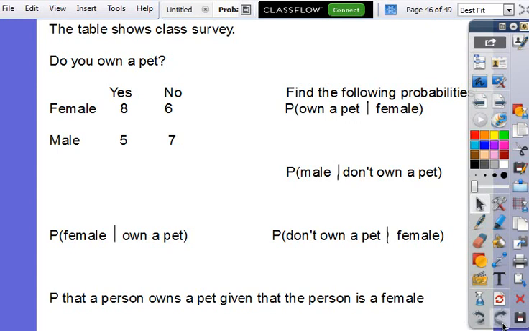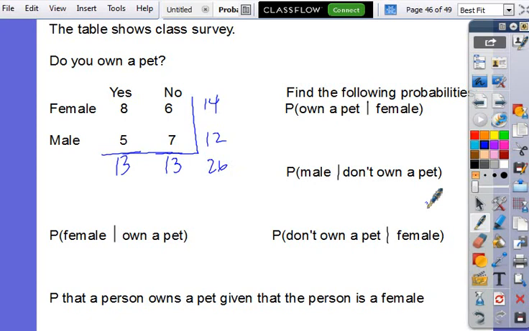Alright, first thing I would do on something like this, if they do not give you the totals, write in the totals. So for example, how many people said yes? 13. 13 people said yes. You got 8 and the 5. How many people said no? 13. 13 there. How many were female? 14. And how many people were male? 12. And then you got your total of 26 people overall. That's what I would do first. And really, I don't know that we'll need the 26, but we will need the others.